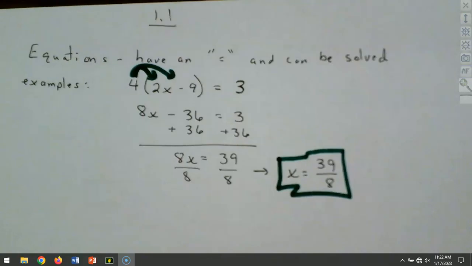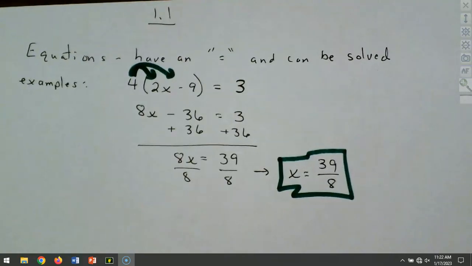Right? So we distribute through, we solved it. And by the way, this is called a conditional equation. And there are 3 types. We'll talk about those in a moment. But this is called a conditional equation because you get an answer.